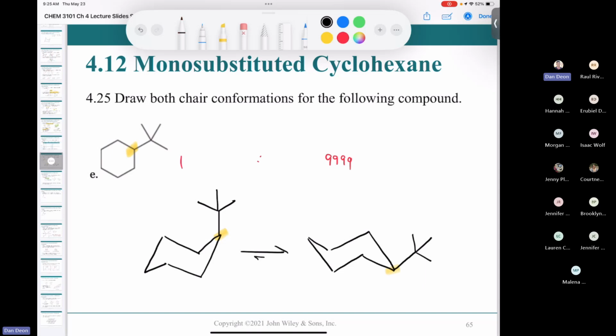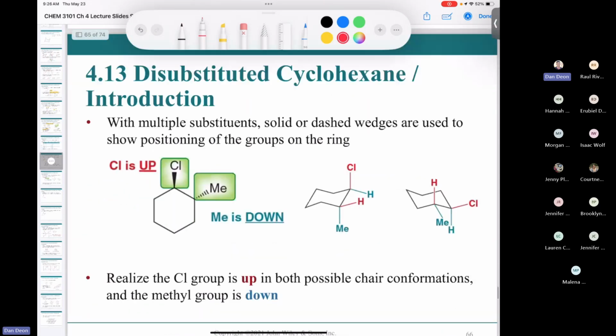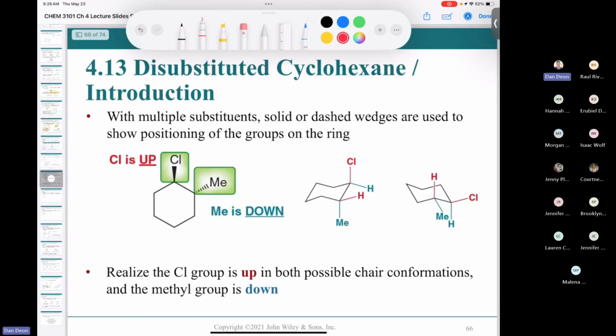It's because of what? It's because of the 1,3 diaxial interactions that are experienced in this molecule, okay, that are not present when it's in the equatorial position. So remember, if it's going up and axial in the other conformation, it has to be going up and equatorial. Up and axial and up and equatorial. There we go.